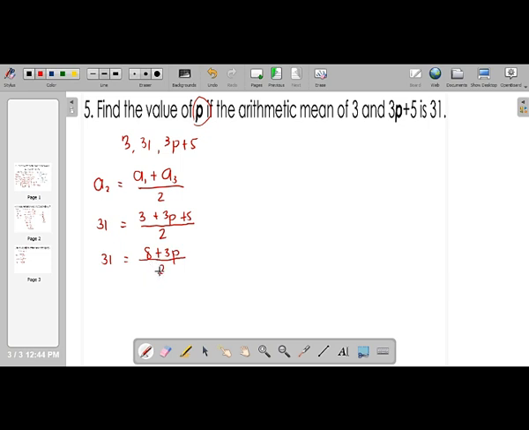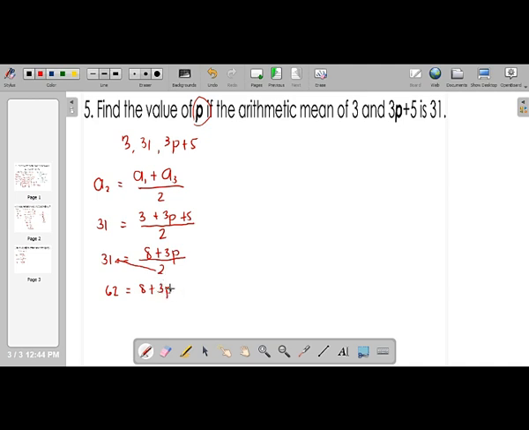Whenever there is a denominator, all you have to do is multiply it to the numerator of the term on the other side of the equation. So we multiply 2 times 31, that is equal to 62. That's equal to 8 plus 3p. See? The 2 is gone here, and you multiply it here. Since it's a fraction, you can also cross multiply, but again, the most accurate approach is the multiplication property of equality.